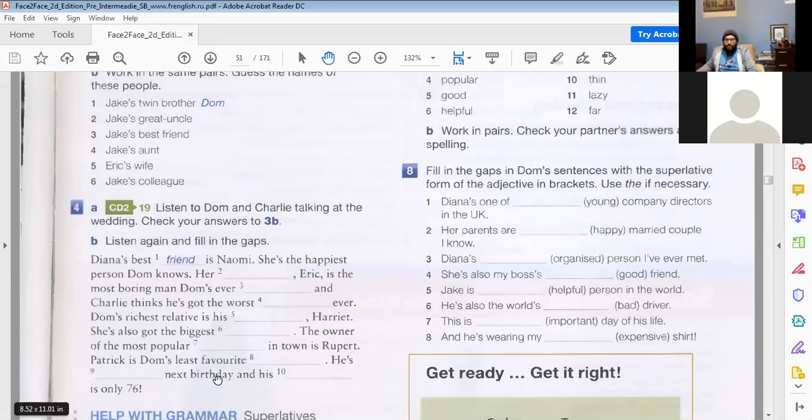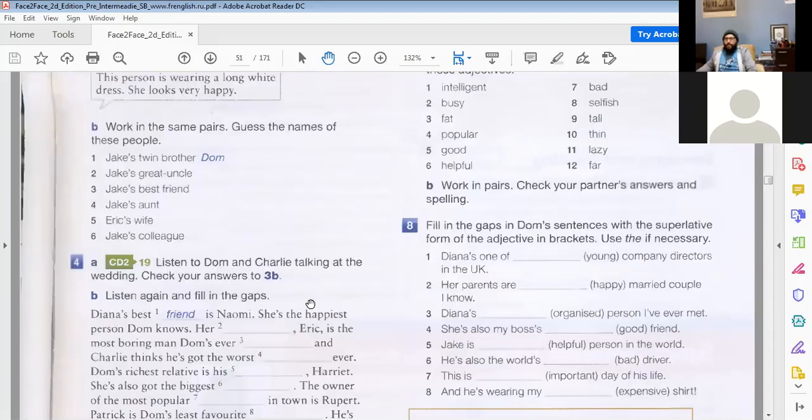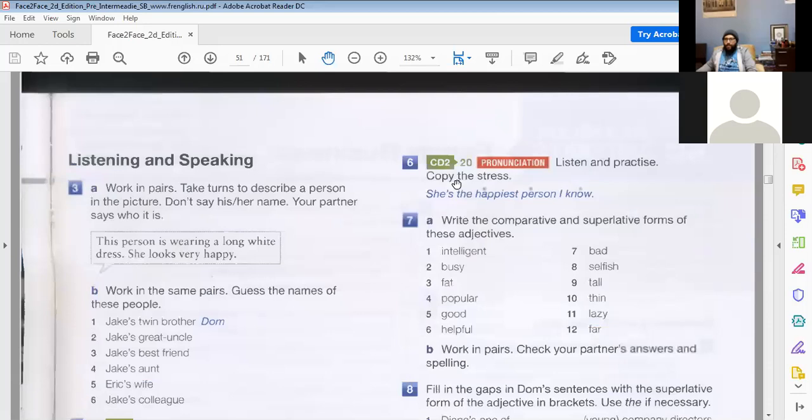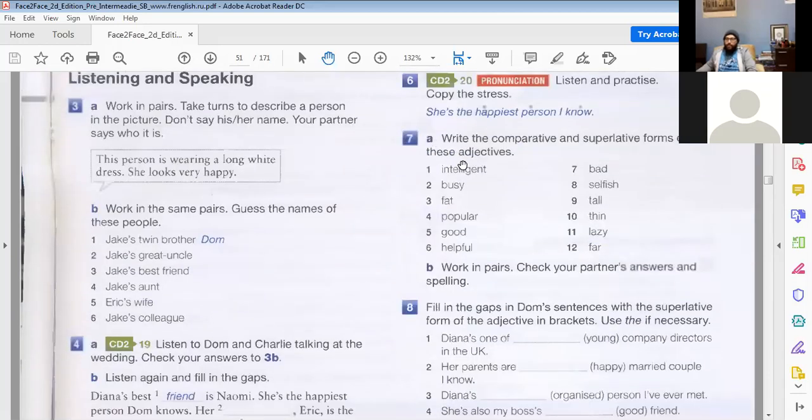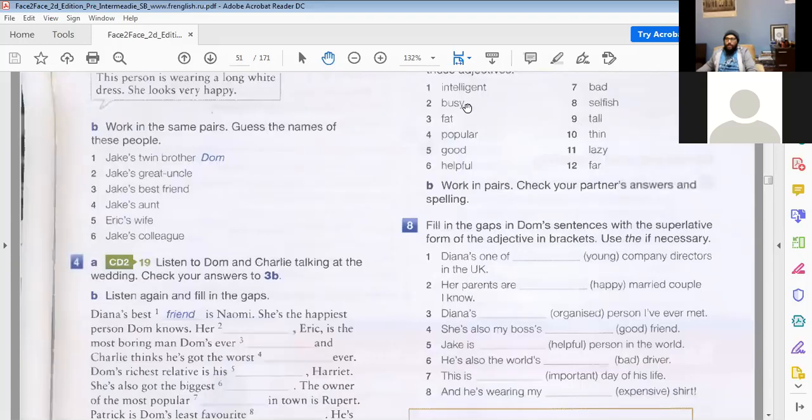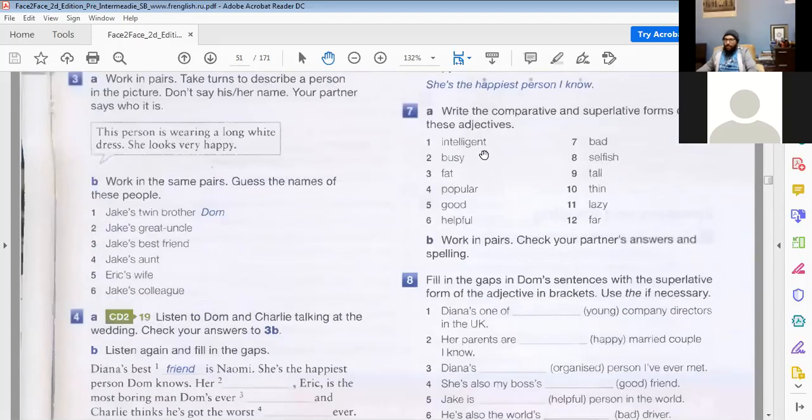Okay. So this is just the pronunciation, nothing new. Okay, now in number 7, what we want to do is we want to write both the comparative and the superlative. So for "intelligent", what's the comparative here? More intelligent. And the superlative? Most intelligent. Yes, the most intelligent, correct. What about "busy"? Busier. Busiest.